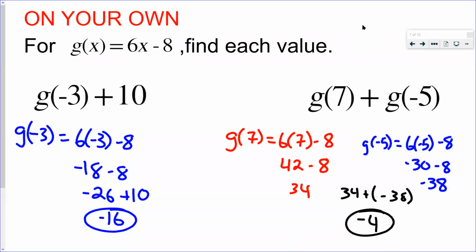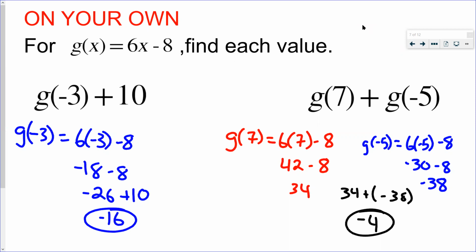All right, so hopefully on your own, you were able to get, for the first one, g of -3 plus 10, -16. So we did g of -3. You should have gotten -26. And then at the end, we add the 10 on, which would have given us -16.